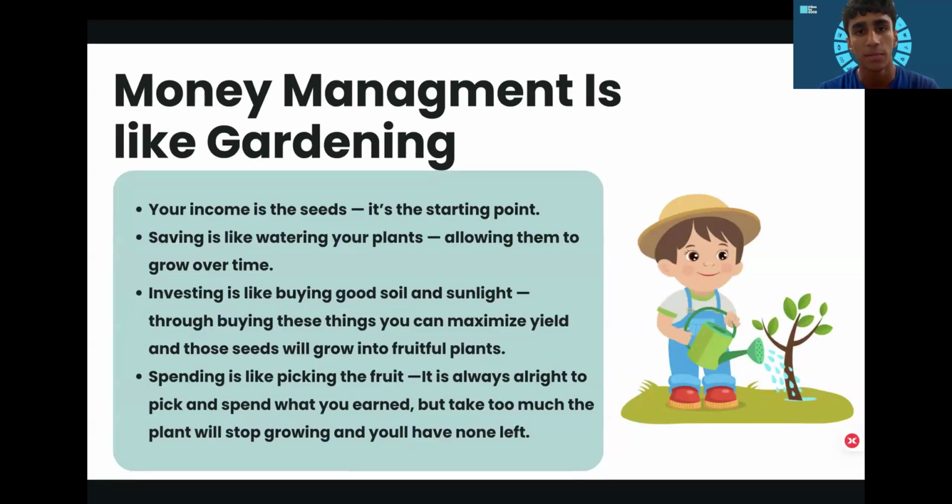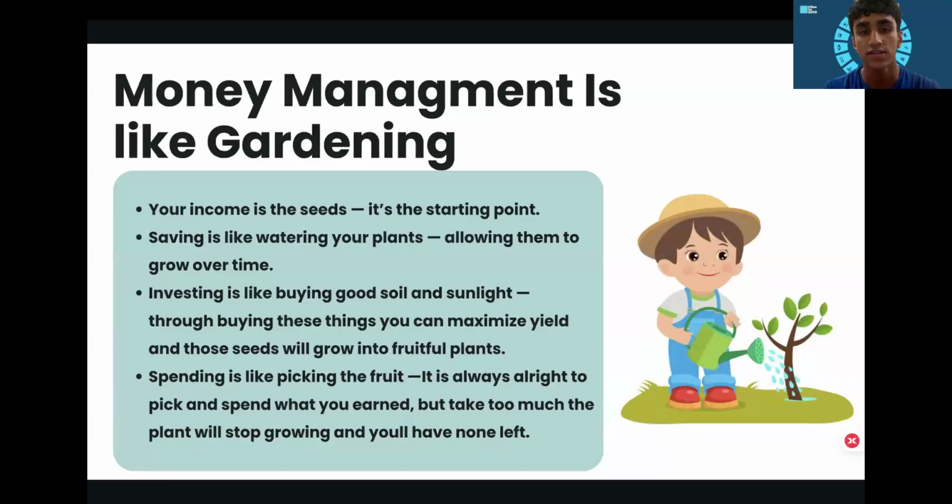So I was saying money management is very similar to gardening. Your income, the money you bring in, is like seeds. It's actually the starting point of everything. Saving is like watering your plants. When you water your plants, it allows them to grow over time.